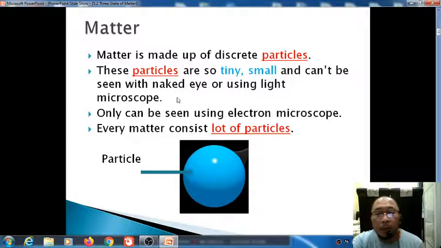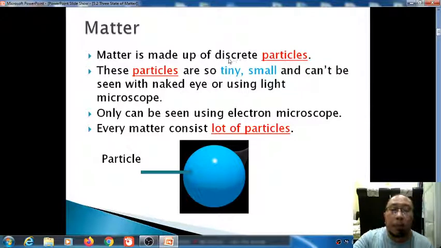As we have learned before, the definition of matter is any substance that has mass and occupies space. Now we will look into more detail that matter itself is made up of what we call discrete particles. These particles are very tiny and cannot be seen by our naked eyes or by using a light microscope, because the particles that make up matter are so tiny, they can only be seen using an electron microscope. So every matter must consist of these particles, and every matter that we can see with our own eyes is made up of lots of particles.